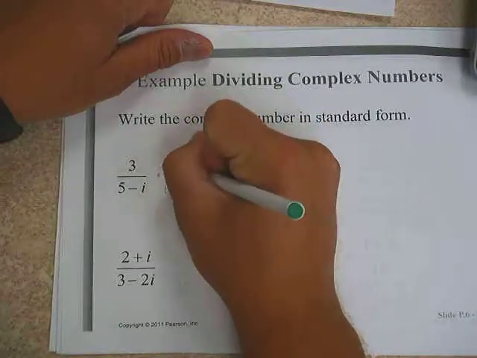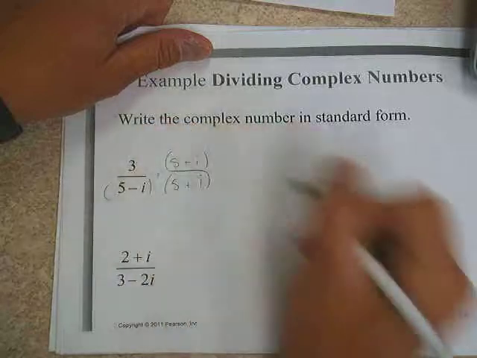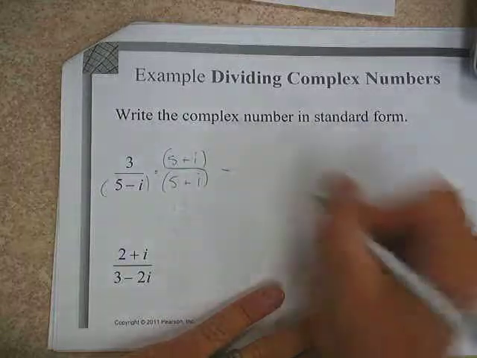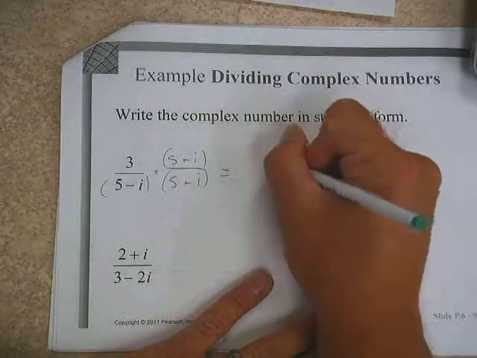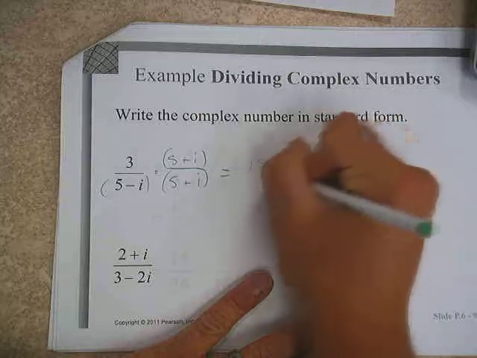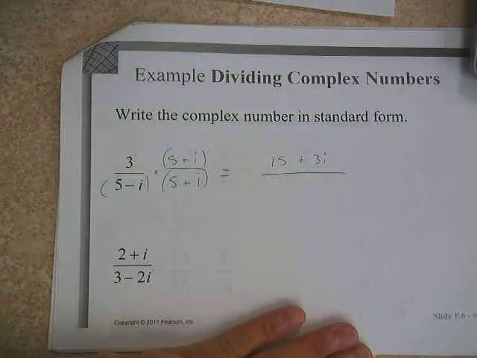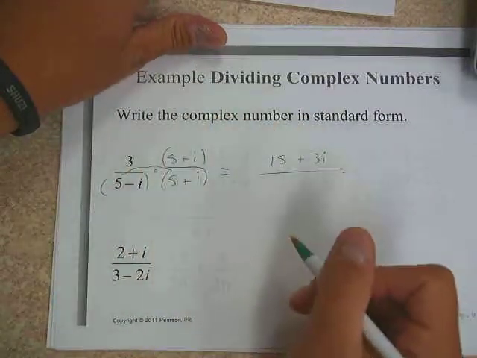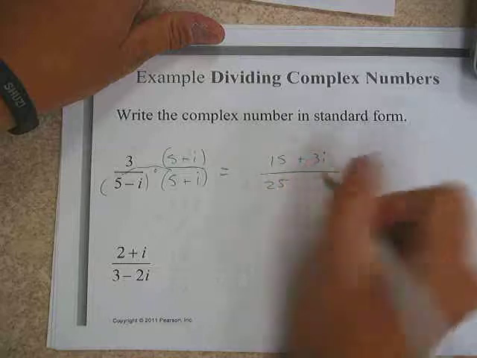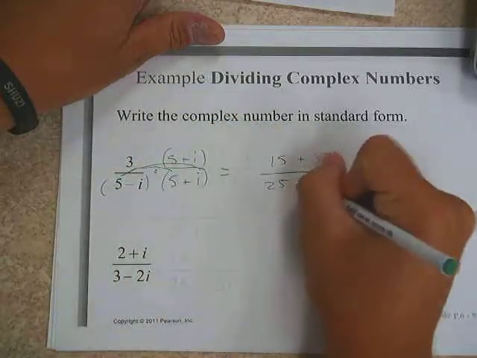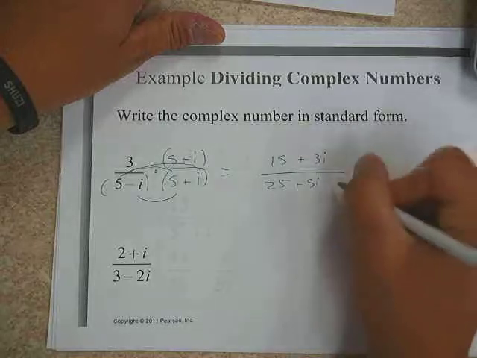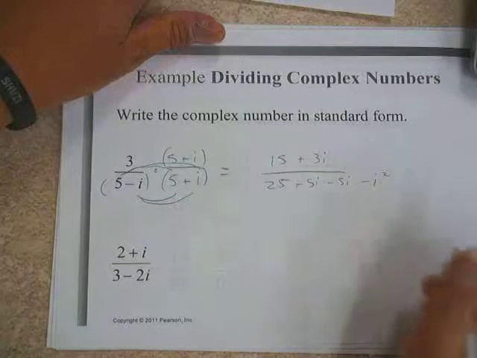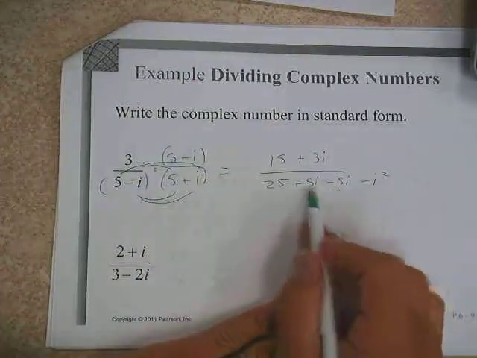So the technique is we're going to use the complex conjugate, and we're going to multiply both top and bottom by that complex conjugate. What that's going to look like on top is a distributive property problem. We'd have 3 times 5 plus i, that would give me 15 plus 3i. And on the bottom, why we use that complex conjugate is because when we do the FOIL method, notice when we do 5 and 5, we'd get 25. When we do 5 times i, we get plus 5i. When we do the inside, we get minus 5i. And last, we get negative i squared.